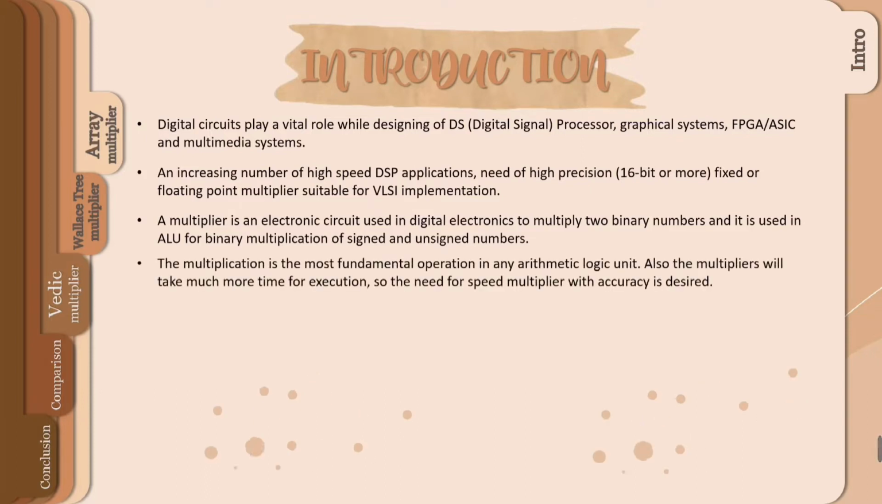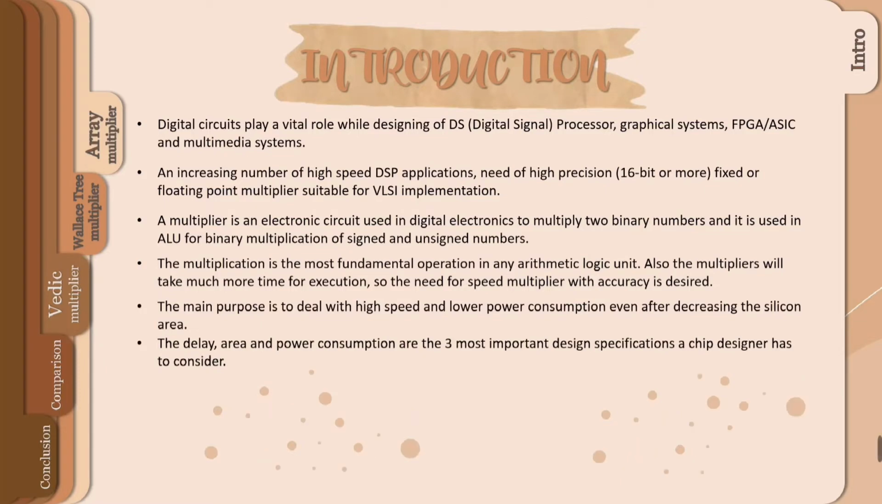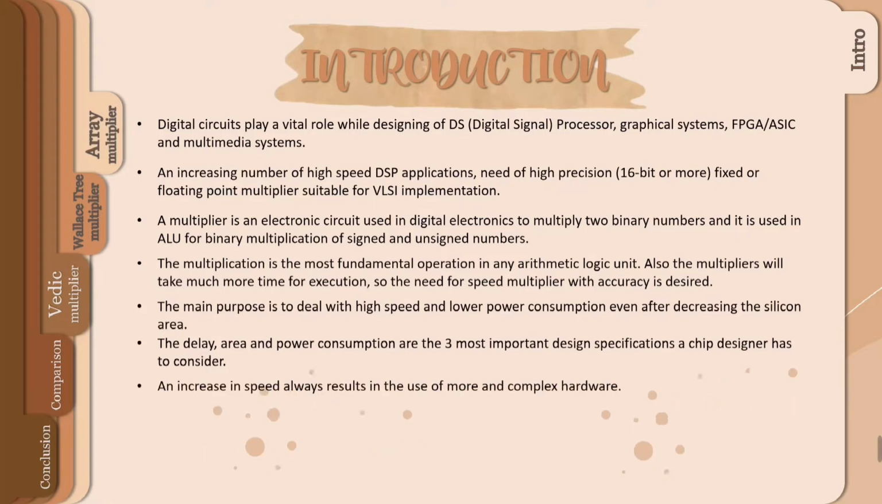Multiplication is the most fundamental operation in any arithmetic logic unit. Also, multipliers take much more time for execution, so the need for a speedy multiplier with accuracy is desired. The main purpose is to deal with high speed and lower power consumption even after decreasing the silicon area. The delay, area, and power consumption are the three most important design specifications a chip designer has to consider. An increase in speed always results in the use of more and complex hardware.